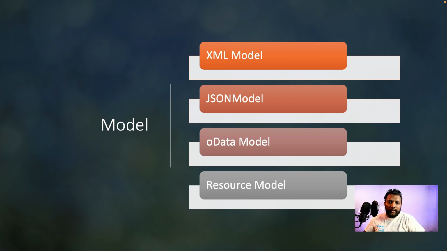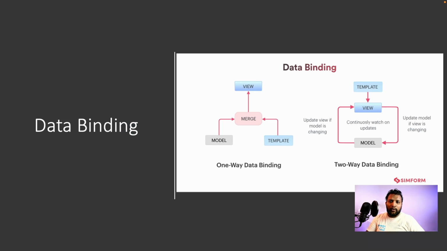When you look at the models, you have to understand that there is a way of communicating with the view, and this is called binding. So a way of model communicating with the view and passing data between them is called binding. Let's see what are the different types of binding available in UI5. So in UI5, generally we have two types: one is one-way binding, another one is two-way binding.